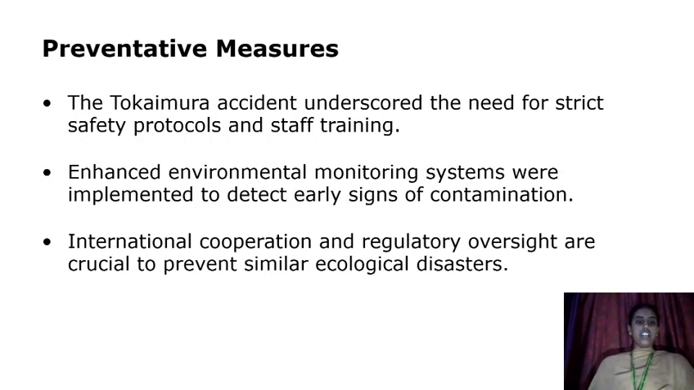Preventative measures. The Tokaimura accident underscored the need for strict safety protocols and staff training. Enhanced environmental monitoring systems were implemented to detect early signs of contamination. International cooperation and regulatory oversight are crucial to prevent similar ecological disasters.